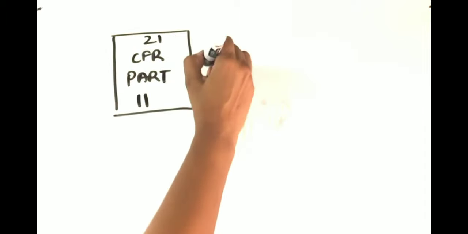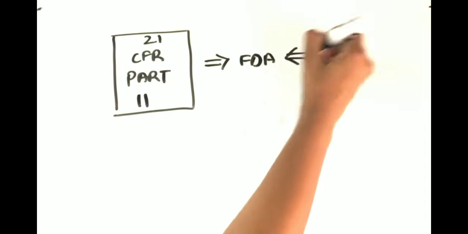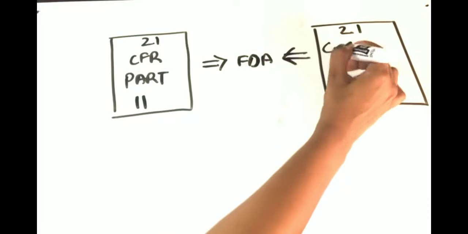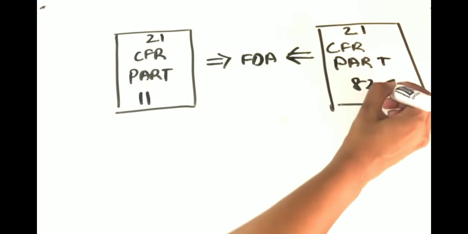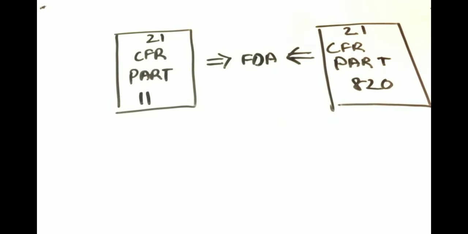Part 11 regulations are similar to Part 820 regulations. Part 820, as many of you would know, are quality system regulations for medical device manufacturing. Regulations Illumina has complied with in order to continue manufacturing medical devices.